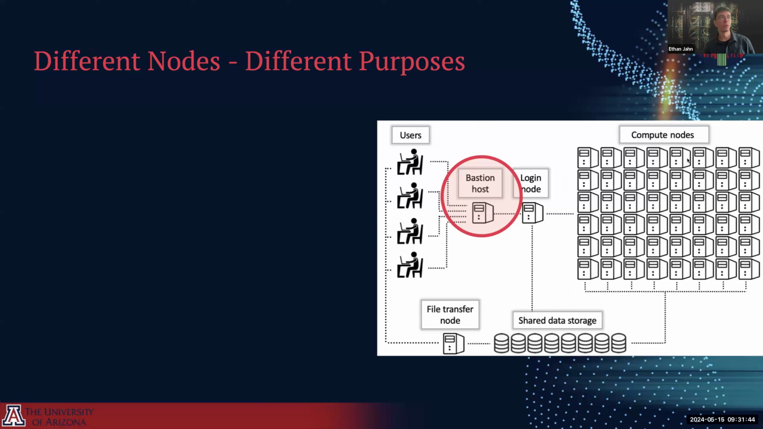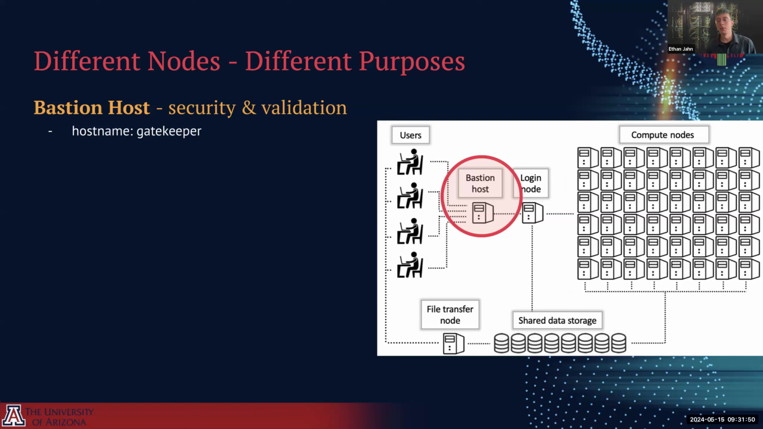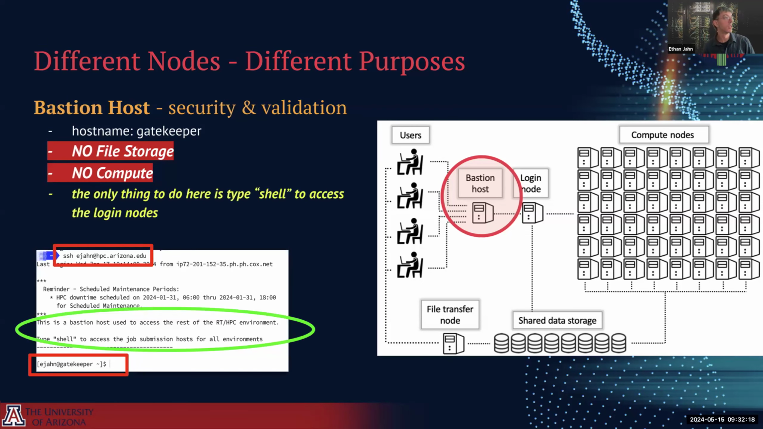So let's talk about the Bastion host first. The Bastion host is a security feature. Host name is gatekeeper. So if you look at your prompt after you've SSH'd in, it will say your username at gatekeeper. That's a good way to note that you're on the Bastion host. There is no file storage on the Bastion host. There's very limited things here. So if you try to put files on the Bastion host, you may run out of space soon. And if you do run out of space, that can cause issues logging in. So just try not to do really anything at all on the Bastion host. There's also no compute, so please don't try to run any programs on the Bastion host. Basically, the only thing to do here is to type the word shell in order to access the login nodes.